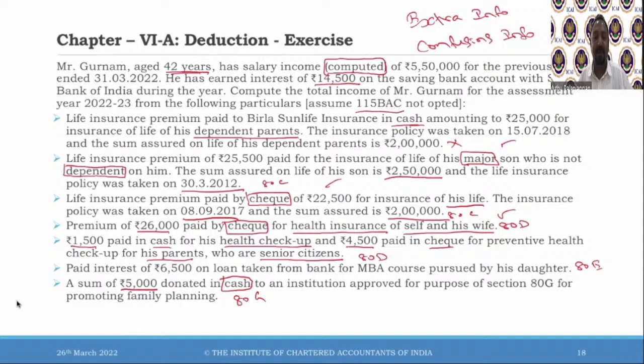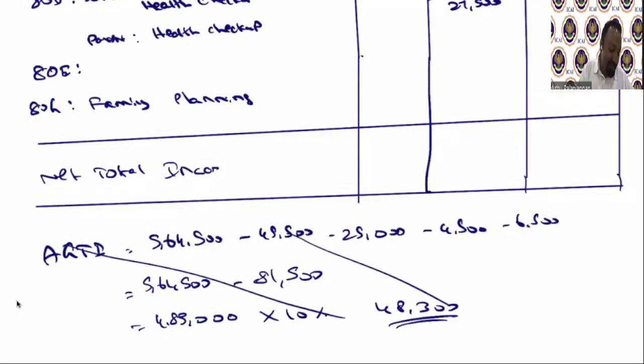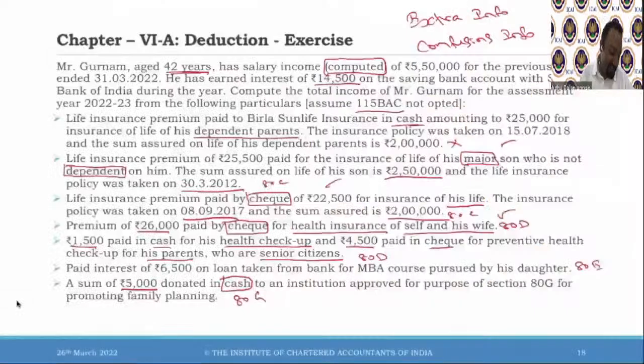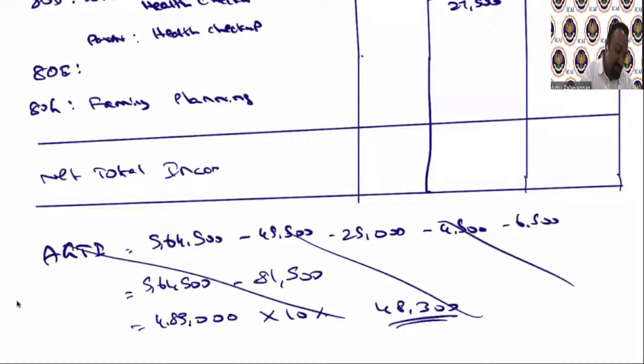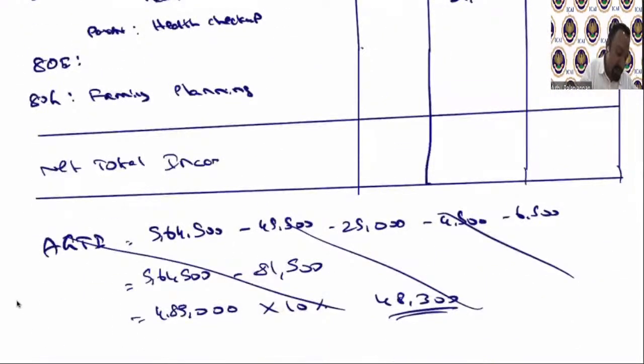Not at all required, because if it is in cash, whatever we have done here is only excess time. It is not required because the question says it is in cash. The moment it is in cash, it is not allowed, because anything above 2,000 is not allowed in cash. So this 5,000 is nil. What note number? Note number 5. You write that anything above 2,000 from 1st June 2020 is not allowed as a deduction.